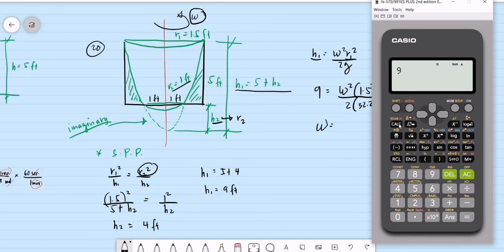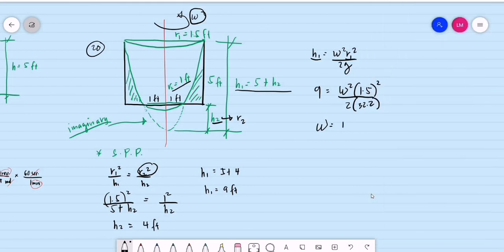We have 9 is equal to the angular velocity squared multiplied by the radius, 1.5 squared, divided by twice of 32.2. Then we do a shift solve. So we have that as 16.0499. This is in terms of radians per second.